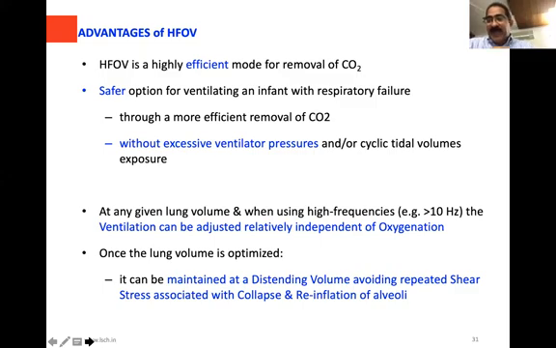At the same time, at any given lung volume, when we're using this high frequency, more than 10 hertz, ventilation can be adjusted relatively independent of the oxygenation. So once the lung volume is optimized, it can be maintained at a constant volume. Next slide, please.